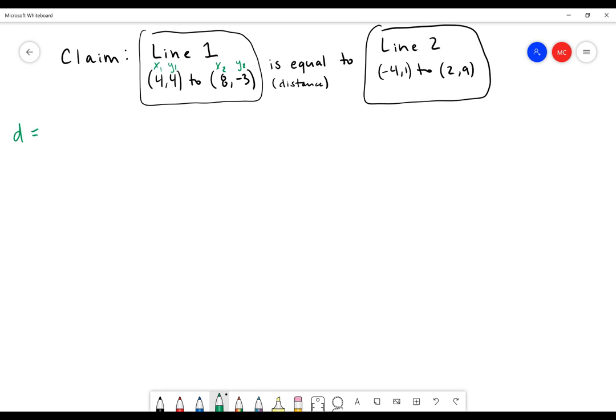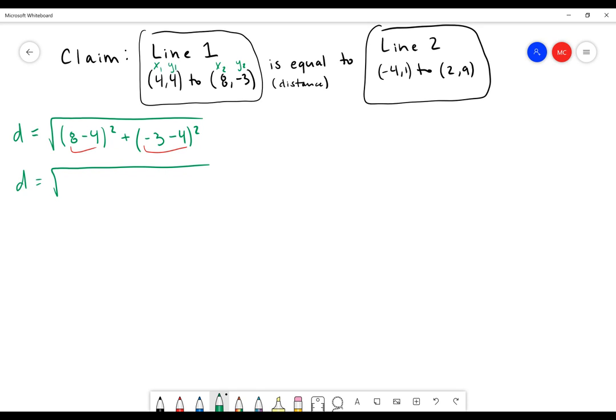I'm going to plug these points into the distance formula, which is the square root of x2 minus x1, so that is 8 minus 4 squared, plus y2 minus y1, which is negative 3 minus 4 squared. Now I am simplifying what is inside the parentheses, so that distance would be equal to 8 minus 4 is 4 squared, plus negative 3 minus 4 would become negative 7 squared.